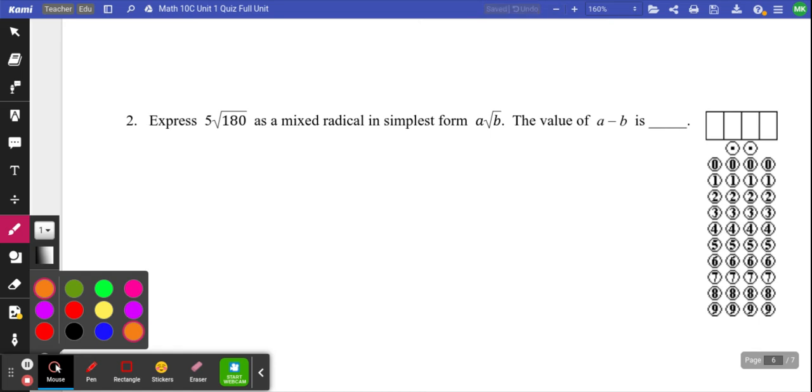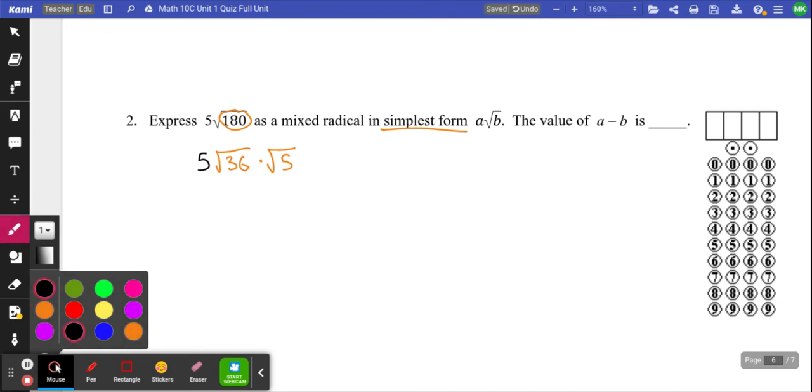Number 2, express in simplest form. Okay, simplest form means that you have the smallest possible radicand. So 180 means it can get smaller. To simplify this, you have to find a perfect square number that divides into 180. 36 divides into 180. So I would rewrite that, instead of root 180, as root 36 times root 5. Because 36 times 5 is 180.